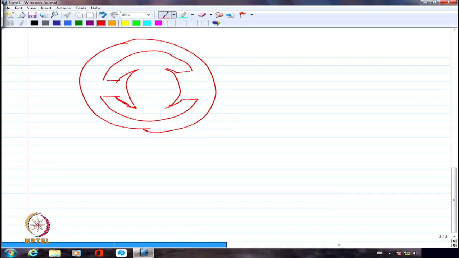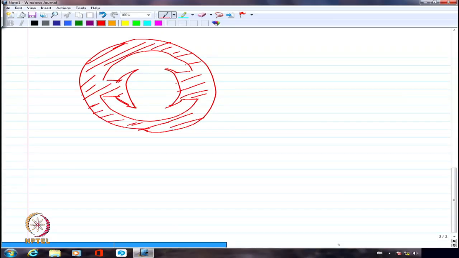Are you getting my point? So, this is the magnet. So, this portion is all made up of iron basically. Are you getting my point? All the shaded regions are made up of iron, right? So, I am going to have the north pole here.